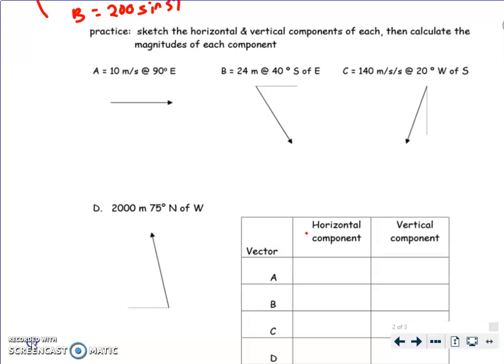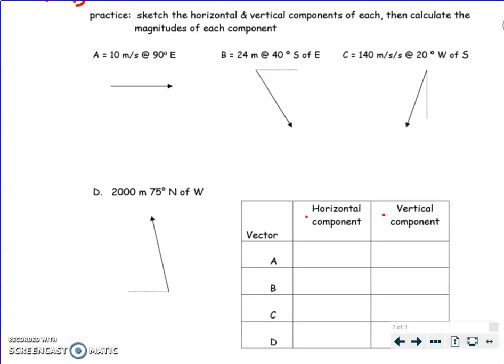So I have 4 vectors here, and I've given you information on what you want, and I want you to fill out this table where you find the horizontal component and the vertical component. I'll do the first 2 with you, and then I want you to do C and D on your own before I give you the answers. So let's look at A.